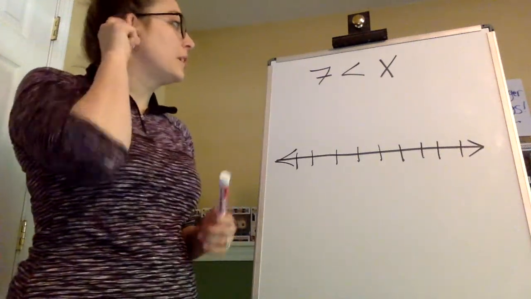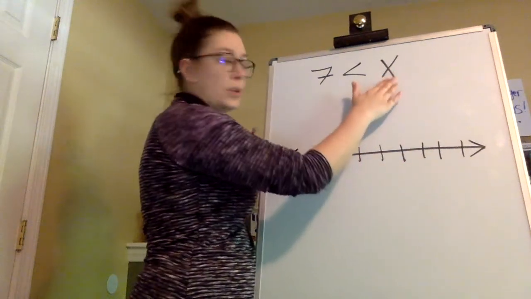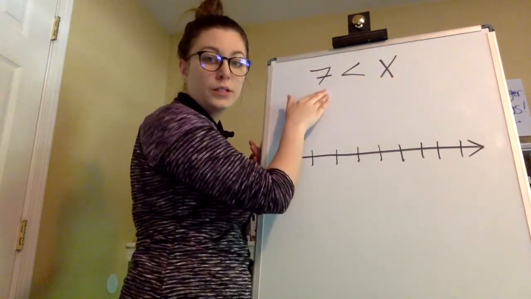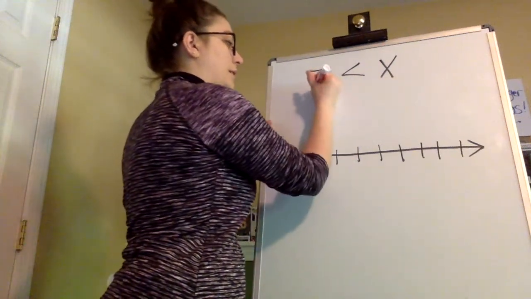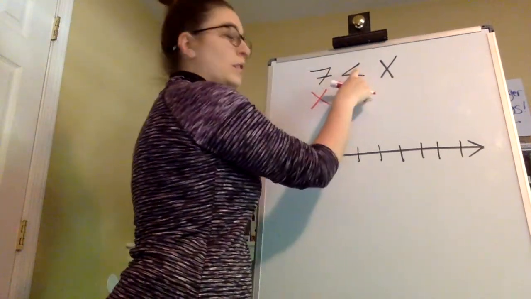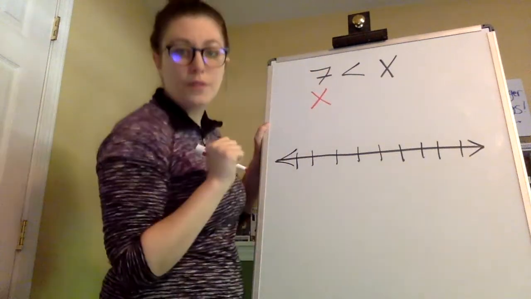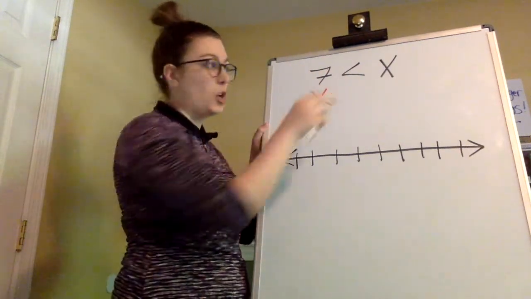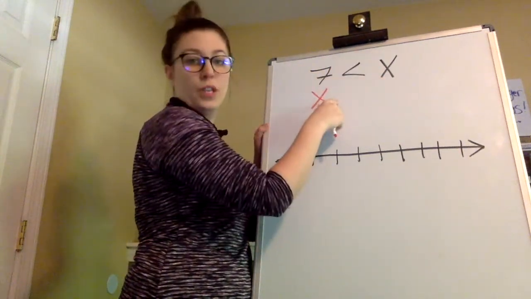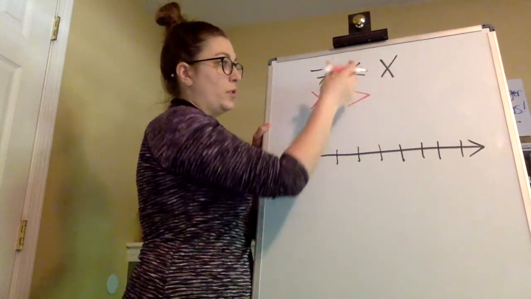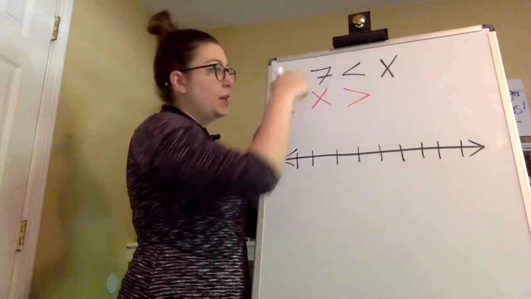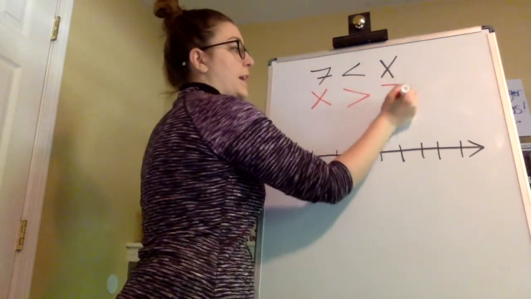So what I'm going to do is look up here and say, okay, I want the x on the left and I want everything else to flip. If I put my x on the left-hand side, the mouth of the inequality sign is open towards the x. So over here, the mouth of the inequality sign needs to also be open towards the x. So I'm just flipping the sign over, and then the 7 is going to move to this side.